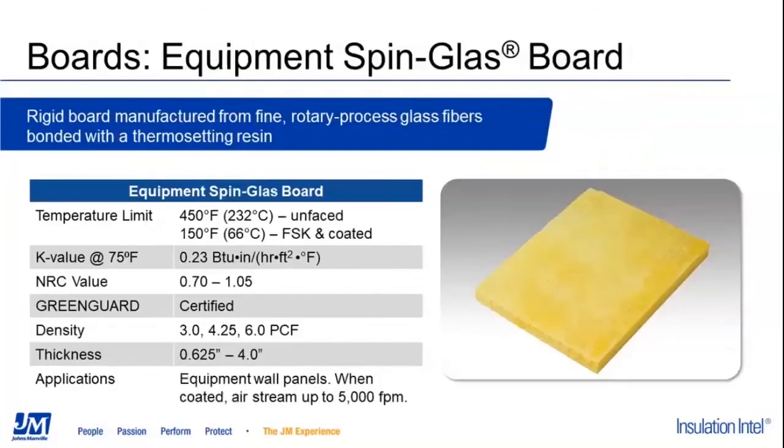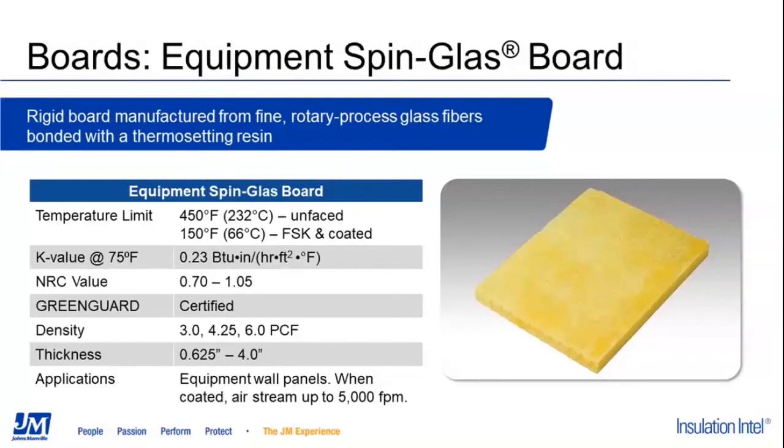The last board product to talk about is our equipment spin glass board. This is a rigid board manufactured from fine rotary processed glass fibers bonded with a thermosetting resin. There's a couple of different options with this product line.